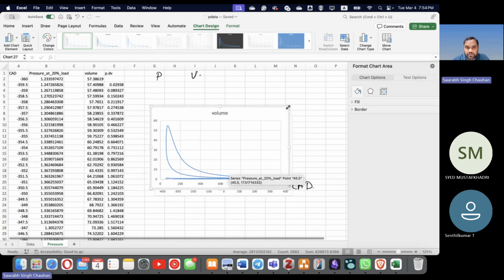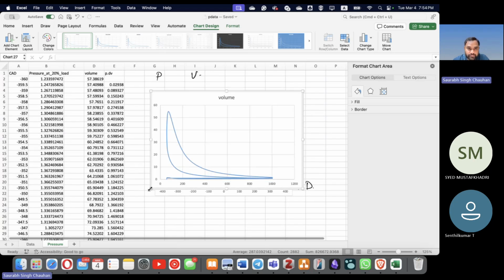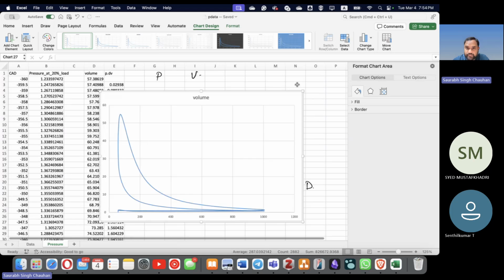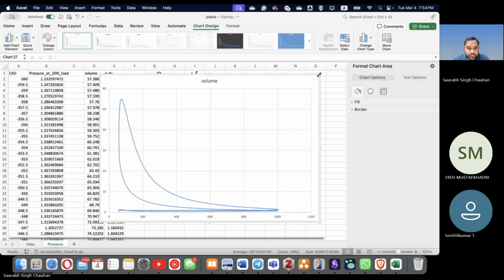Okay, so this is a PV diagram. Can you see this diagram? Yes, sir. So this is a typical PV diagram for an IC engine, and the compression ratio is 17.5. So can you tell me which type of engine this can be? A compression ignition engine or a spark ignition engine?